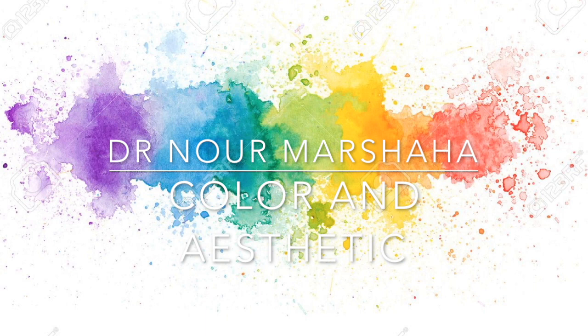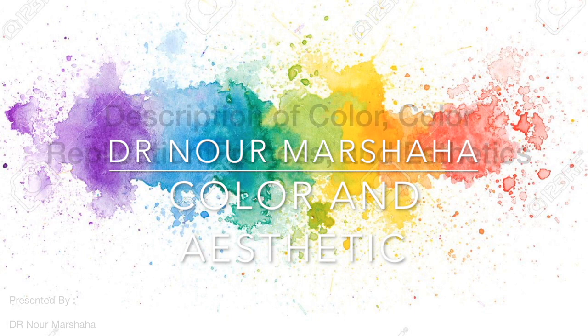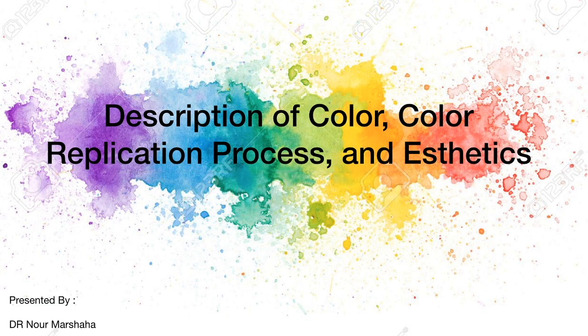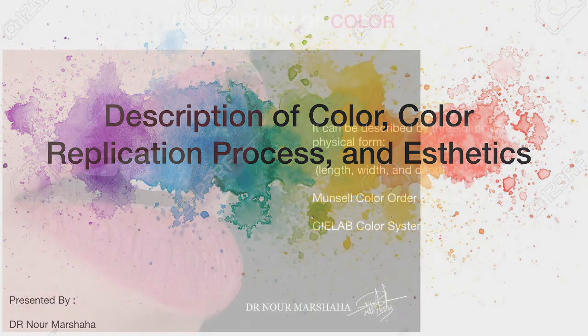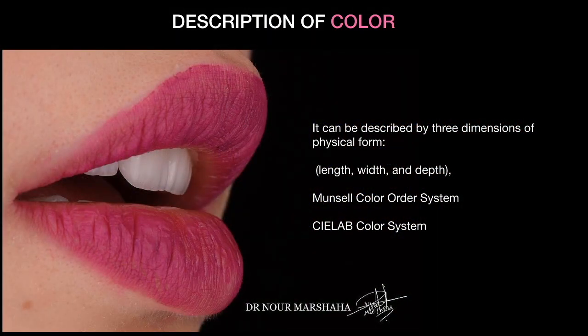Today I'm going to talk about the description of color, color replication process, and aesthetics. All of us know that we have to understand the color description to achieve an aesthetic restoration. It's necessary to understand the process in which the color and translucency of fixed restorations are planned and obtained, so as to replicate the color and contour of its adjacent teeth. Any errors, especially in the color replication process, have been a problem, right? So we are here today to talk about the principles of color, light, and human perception as they relate to color replication process and aesthetics of fixed restoration.